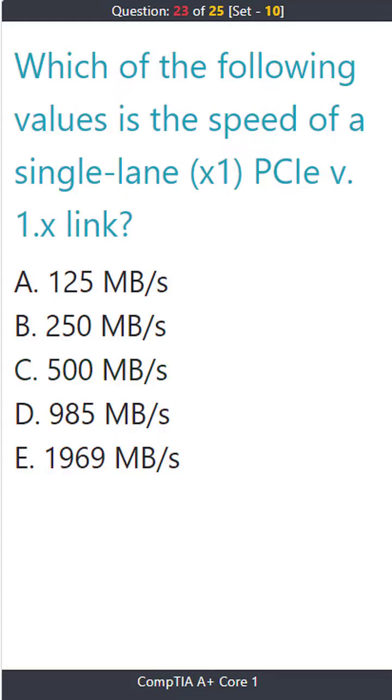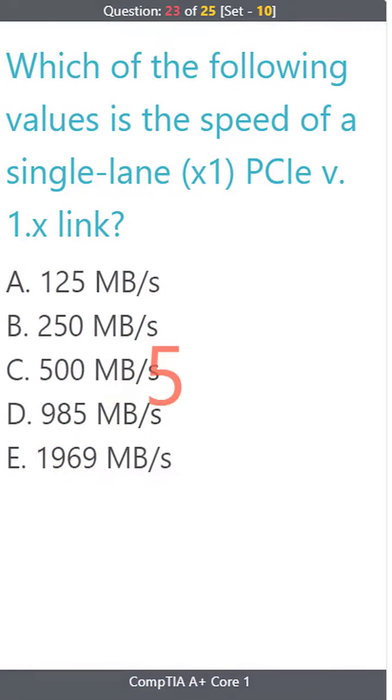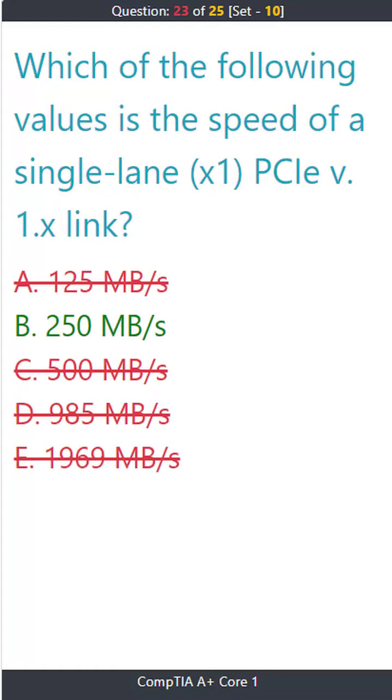Question 23. Which of the following values is the speed of a single lane, X1, PCIe v1.x link? A. 125 MB/s, B. 250 MB/s, C. 500 MB/s, D. 985 MB/s, E. 1969 MB/s. The correct answer is B. 250 MB/s.